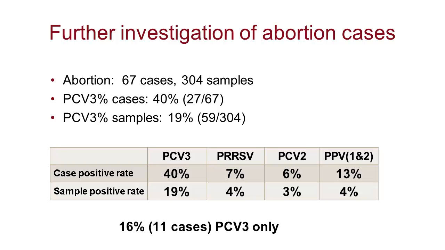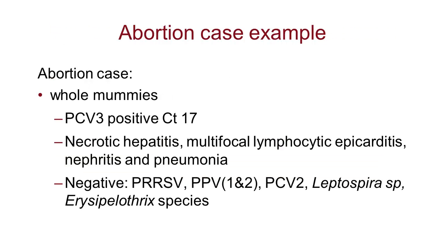So we have one case that had a full diagnostic workup, and we have more information in this case. The whole mummies are PCV3 positive with a CT value of 17. And we have a histological diagnosis of necrotic hepatitis, multifocal lymphocytic epicarditis, nephritis, and pneumonia. And interestingly, no other pathogens known to cause abortion have been found in this case.